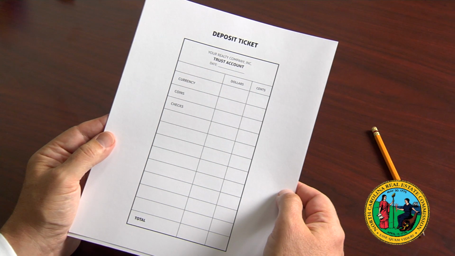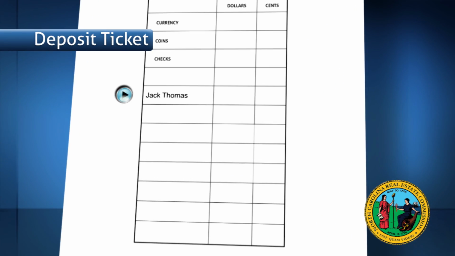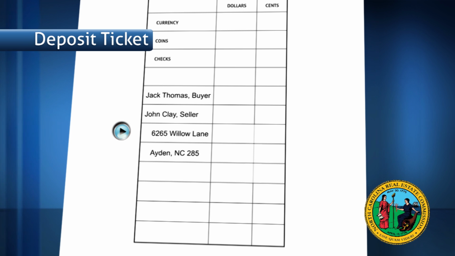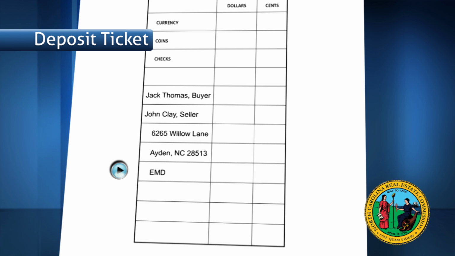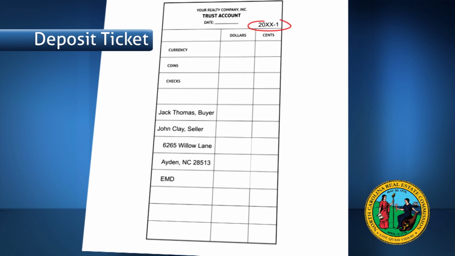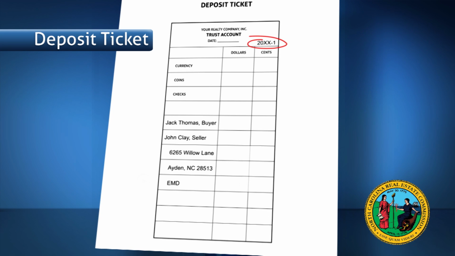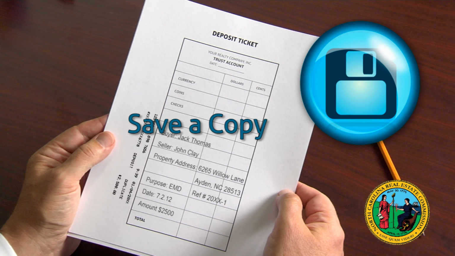You may be wondering, what if I'm depositing an earnest money deposit? Again, think SID. On the deposit ticket, identify the remitter, buyer and the seller, the property address which may serve as a reference to the sales transaction ledger, the purpose of the funds deposited, in this case EMD or earnest money deposit, a reference number for the deposit ticket, for example, a number that includes the year and a sequential transaction number, and of course the date and amount of the earnest money deposit. Save a copy of the bank-validated deposit ticket as part of your trust account records.